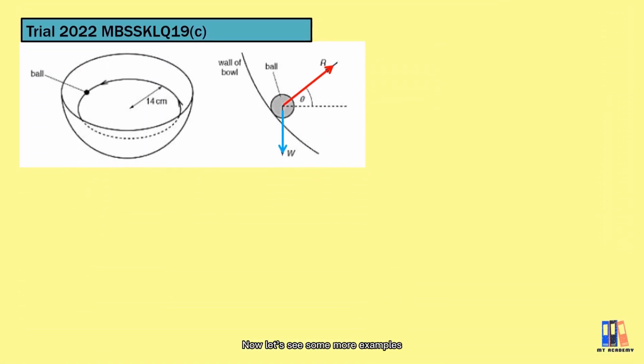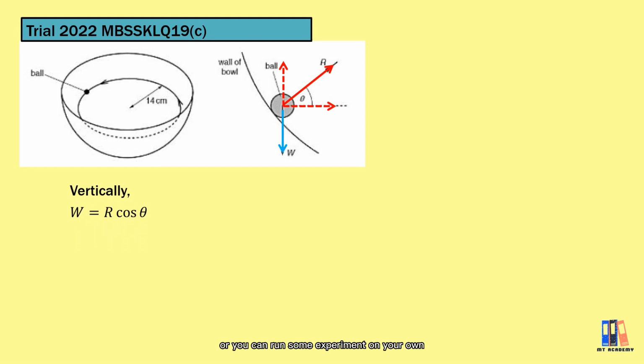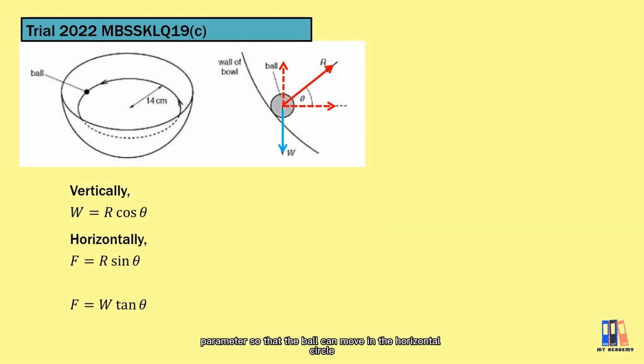So now, let's see some more examples. A similar case to the previous question is found in the trial paper of SMKTK in 2022. The ball is able to move in a horizontal circle due to the reaction force on the ball. Here you can imagine it or you can run some experiment on your own. The linear velocity of the ball is the key parameter so that the ball can move in a horizontal circle. However, if the velocity of the ball is less than the required value, due to the friction that opposes its motion in the real world, the radius of the circular path will reduce and the ball will slowly approach the center. So this is what will happen if you conduct the experiment. In conclusion, the ball must maintain its linear velocity in order to maintain the circular motion.